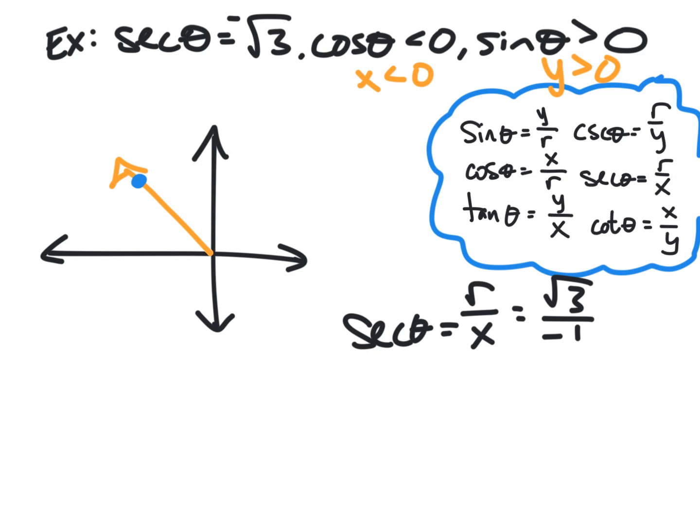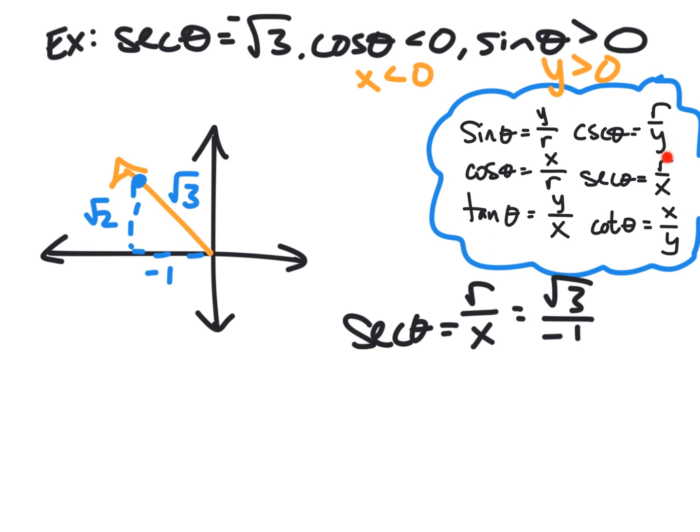So we have a hypotenuse, square root of 3, and this x value is negative 1. Use the Pythagorean theorem to find the y value to get your point. And there we have it, it's this positive square root of 2.